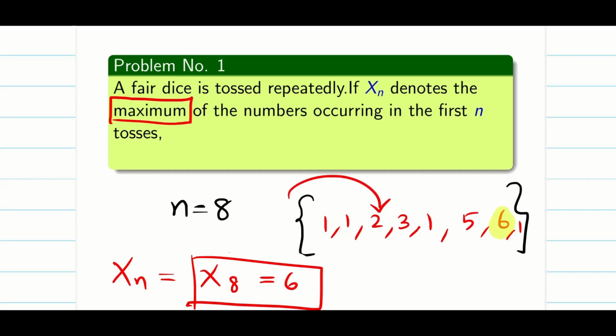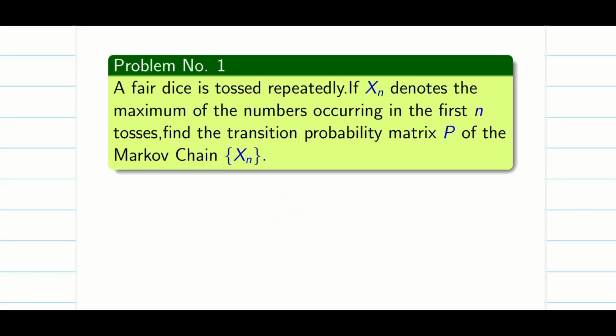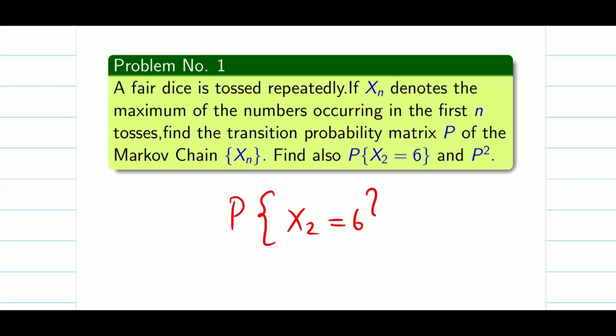Now what do they need, let us see. Find the transition probability matrix capital P of the Markov chain xn. So we have to find the transition probability matrix first of all. Then what is the next question? We also have to find the probability of x2 at 6 and the matrix P square. First of all, we have to construct the matrix P. To construct the matrix P, we have to define the data one by one.